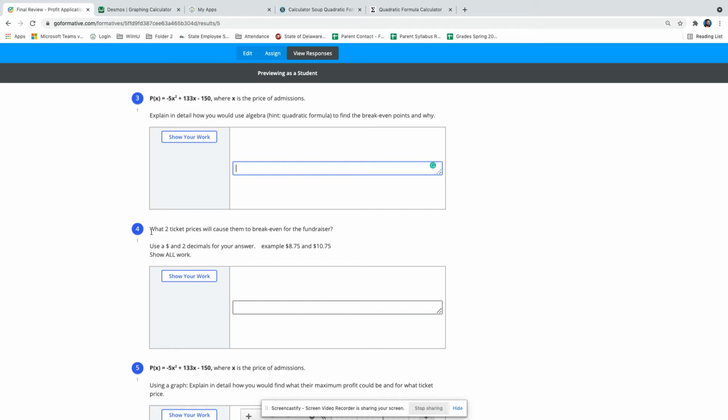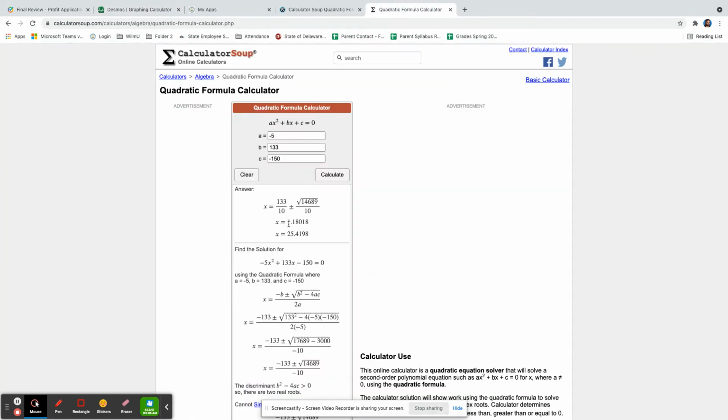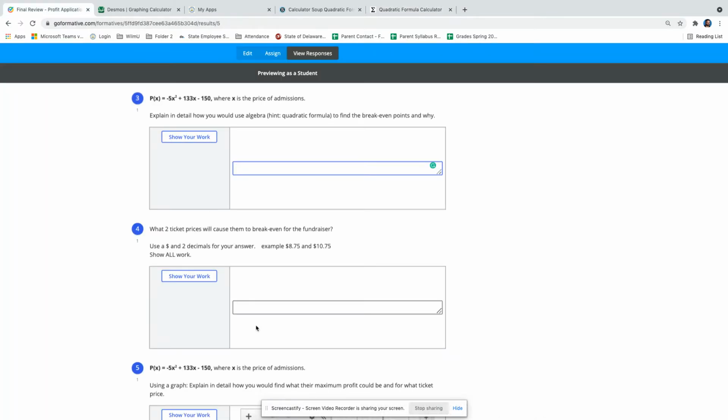So it says what two prices will cause them to break even. Well, we found them two different ways. We can see them in the graph, $1.18 and $25.42. You can see them in Calculator Soup. Either way you find it, it's good enough. So it's asking you to write them.